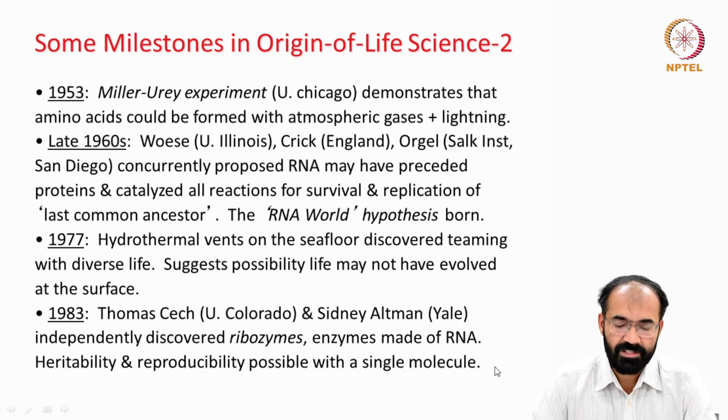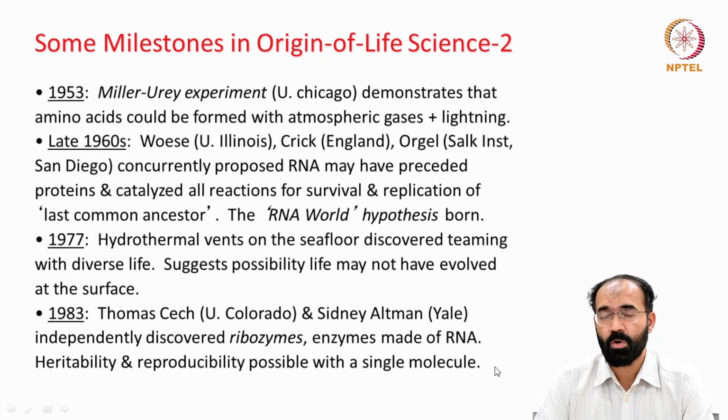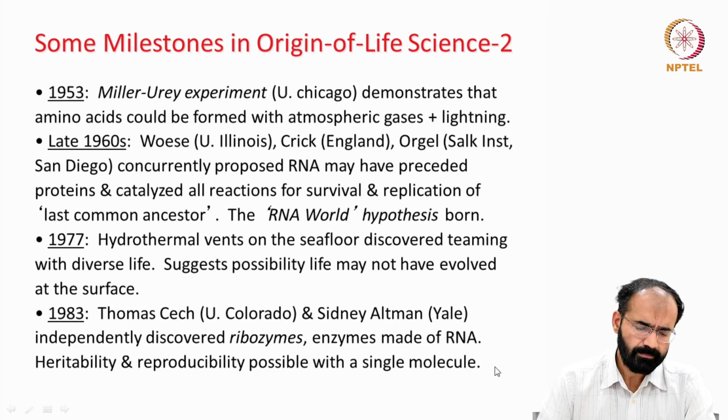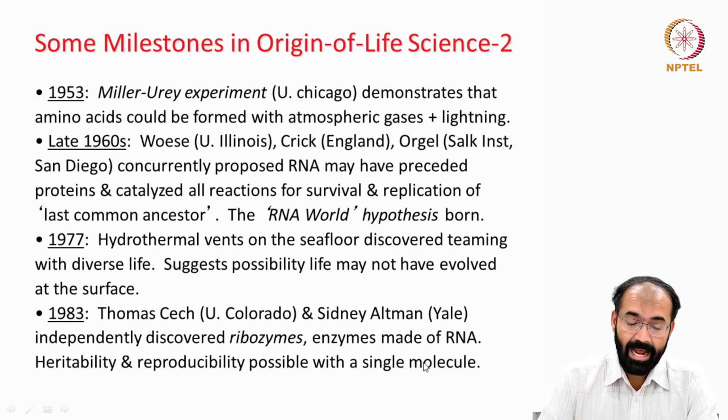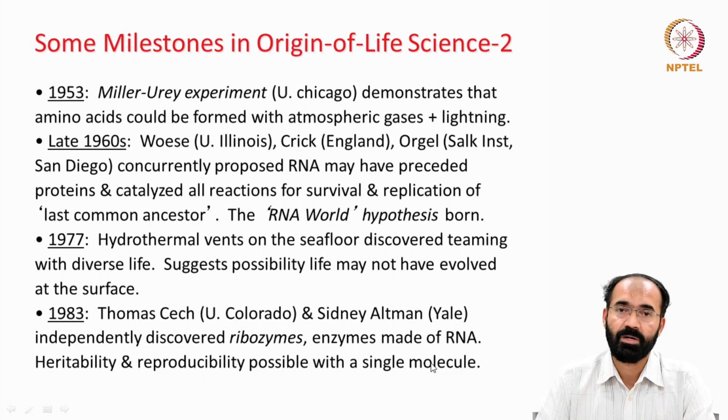And by 1983, Thomas Cech at the University of Colorado and Sidney Altman at Yale University independently discovered the protein-independent molecules, that is ribozymes. They do not have any connection with proteins. They are RNA molecules capable of doing some function, and we call them ribozymes. They are enzymes made up exclusively of RNA, with no dependency on any other molecule. Of course, some supporting molecules like metal ions can come into the picture, but there is no organic molecule support except the RNA itself. And these molecules have heritability and reproducibility possible within a single molecule. That means a ribozyme, a single RNA molecule, can form its own copies and also perform some functions.